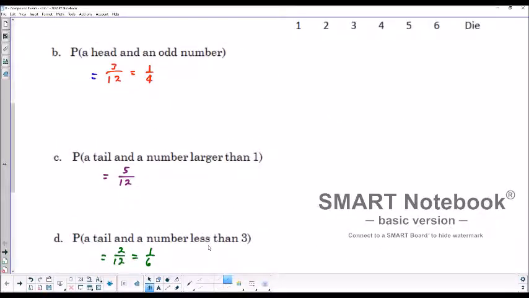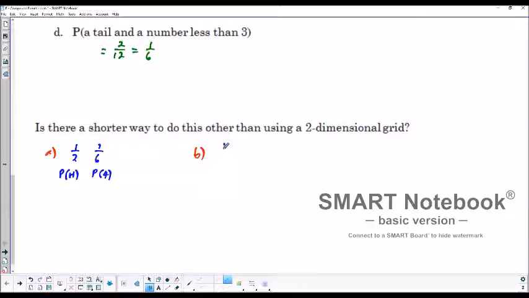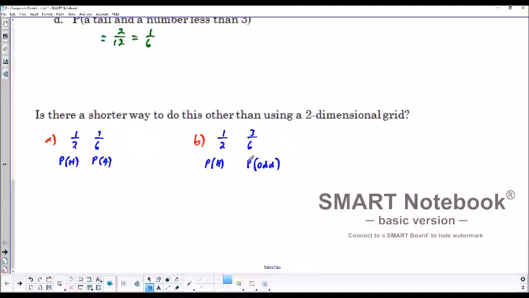A head and an odd number. A head again is going to be 1/2, that's the probability of a head. And an odd number, well, we know that there's 1, 3, 5 on a die, so there's 3 out of 6, and that can be simplified down to 1/2. And maybe I'll just write this down below here. This results in a 1/2 as well.